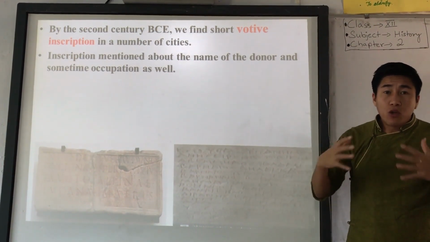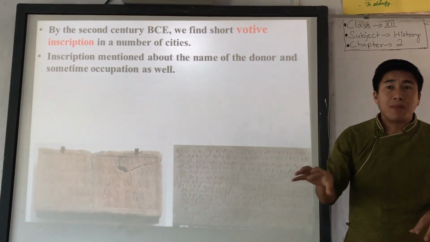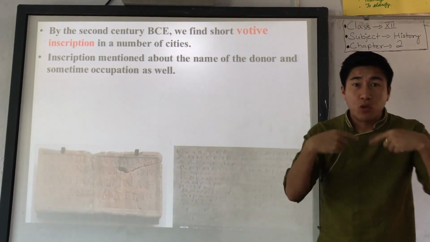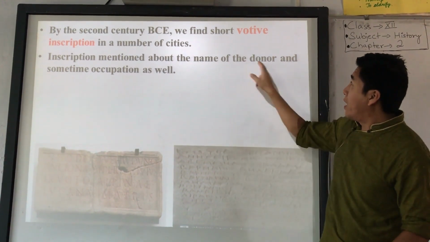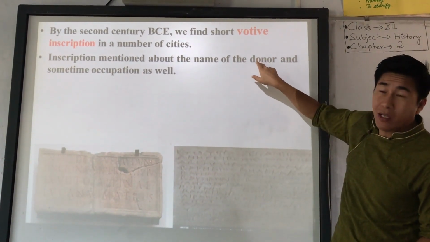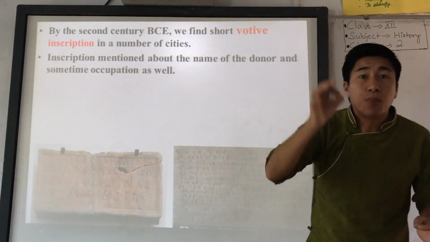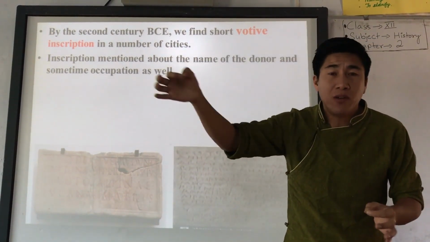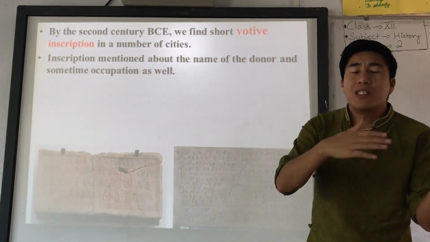Most votive inscriptions mention the donor and sometimes the occupation also. Just like I told you right now, the school building was donated by B.S. Yedurappa, Chief Minister, and his occupation is politician. He is Chief Minister of Karnataka. And the time is 2nd century BC, just assume.